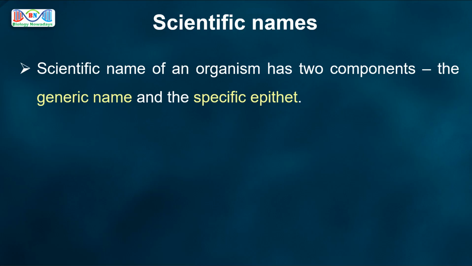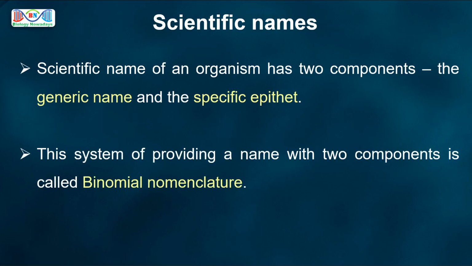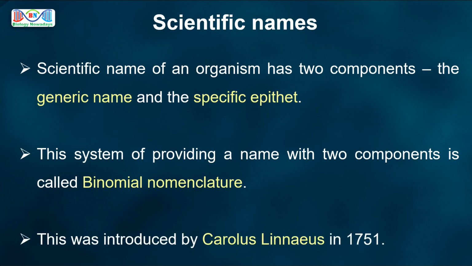The scientific name of an organism has two components, the generic name and the specific epithet. This system of providing a name with two components is called binomial nomenclature. This naming system was introduced by Carolus Linnaeus, also known as Carl Linnaeus, in 1751. He is often called the father of taxonomy.